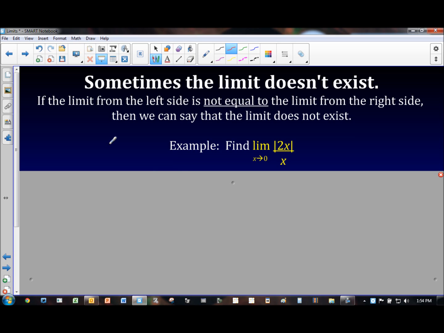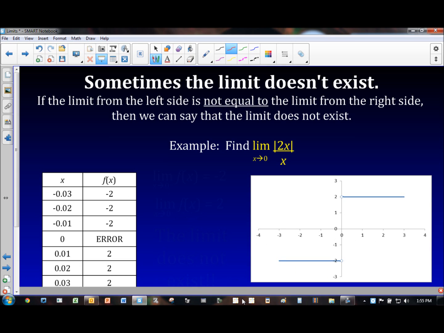And I wanted to give you an example of how that would happen. So here we're finding the limit as x approaches 0 of the absolute value of 2x all over x. All right, using previous strategies, I can't factor that, and I obviously can't substitute 0 in for x because then I get 0 over 0 again, which is indeterminate. So I've got to go back to just looking at what the graph or the table looks like. And this is what they look like.